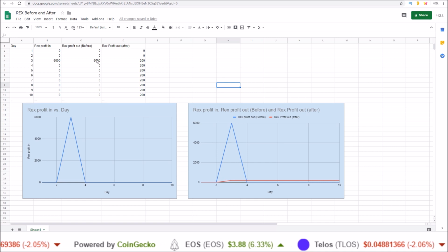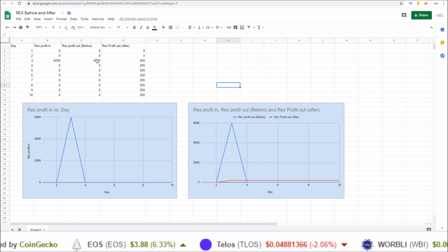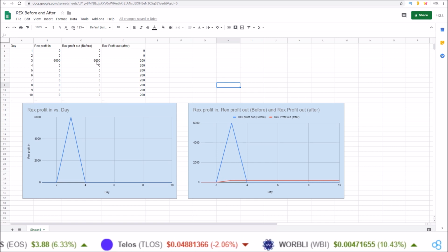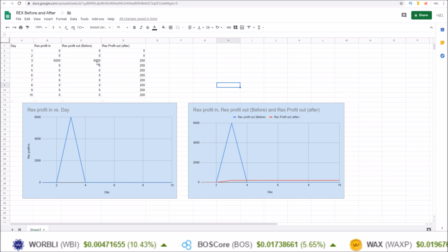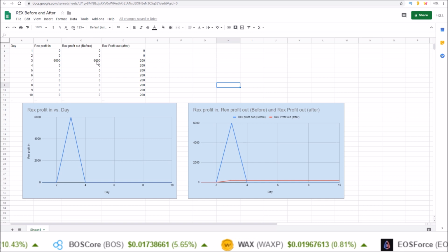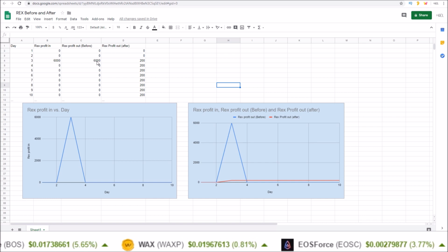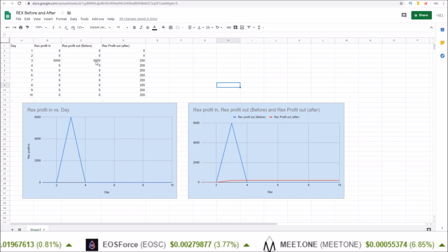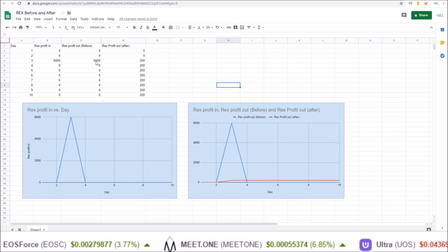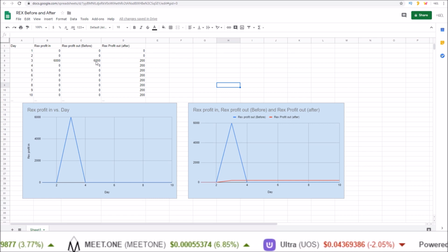This causes a double-edged sword problem where this 6,000 EOS rents out a large portion of the available EOS in REX, and then people also want to take profits if they are staked in REX on those profits they just saw from this 6,000 EOS, so people start unlending from REX to take advantage of those profits.